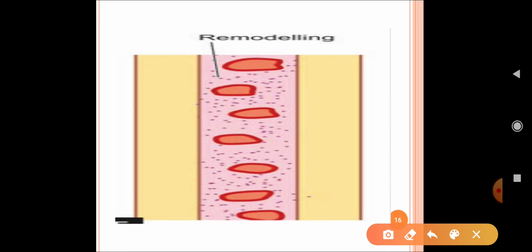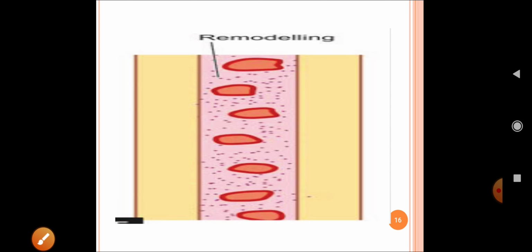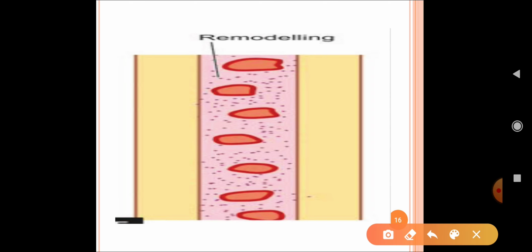So this is your remodeling bone. You can see that the fractured side is getting healed, right? So this whole process is the bone remodeling. So now you can understand that there are basically three stages of the bone healing.